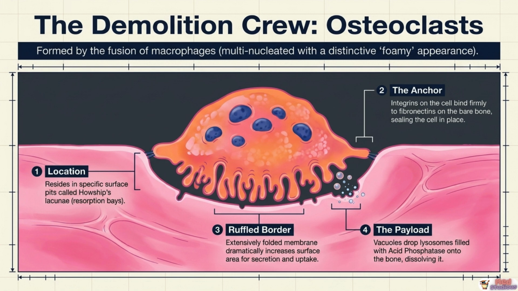Fourth, the payload. Vacuoles within the osteoclast fuse with the ruffled border membrane and release lysosomes packed with acid phosphatase and hydrogen ions, creating a highly acidic microenvironment that dissolves the hydroxyapatite mineral and degrades the collagen matrix. The liberated calcium and phosphate are then transcytosed across the osteoclast and released into the bloodstream. Clinically, bisphosphonate drugs used in osteoporosis treatment work by inducing osteoclast apoptosis, directly targeting this demolition mechanism.